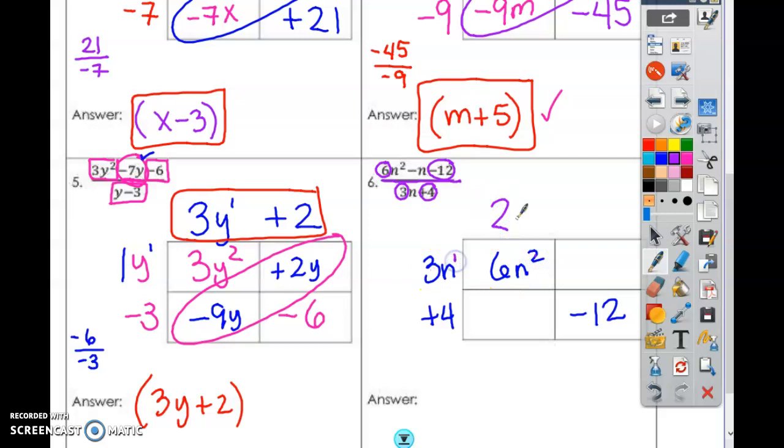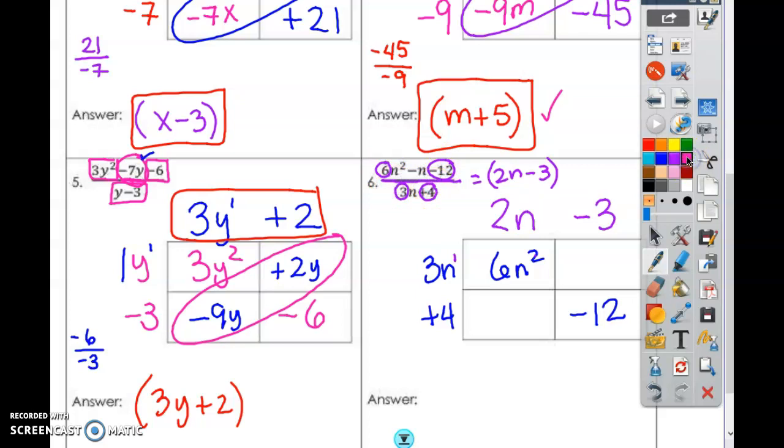Because 6 divided by 3 is 2. Subtract my ends, that's 1. And then negative 12 divided by 4 is negative 3. That's what you do right here. 6 divided by 3 is 2n. Negative 12 divided by 4 is negative 3. That's all you have to do if you don't want to use the box. Okay? You divide the first ones and you divide the last ones.